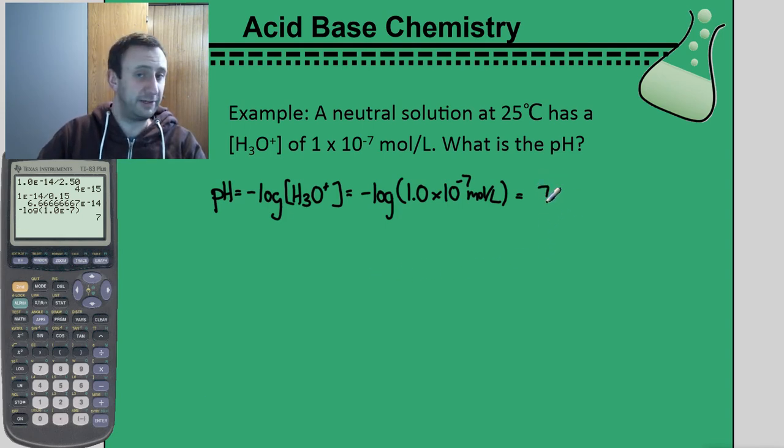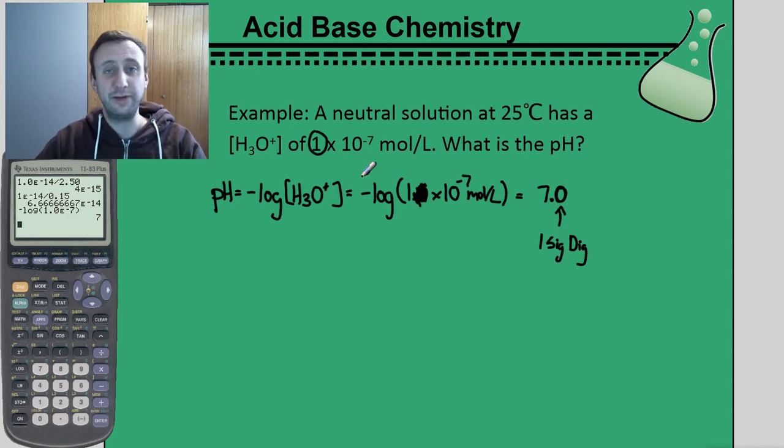Now I've got to be careful with sig digs here, right? Because I kind of messed up: it's 1 here and I wrote 1.0, so it's just 1 times 10 to the negative 7. This had 1 sig dig, so now I need 1 significant digit for my pH, which means it would be 7.0, right? I have 1 sig dig, 1 decimal place, because I had 1 sig dig in my concentration.